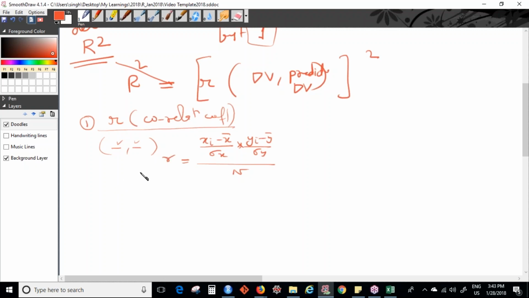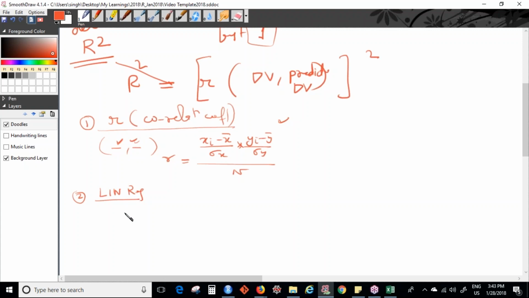Now there's another quantity which is very similar to this, but which is used in the case of linear regression. This has nothing to do with linear regression, guys. This is just statistics. We haven't started linear regression here. These two variables can be anything.